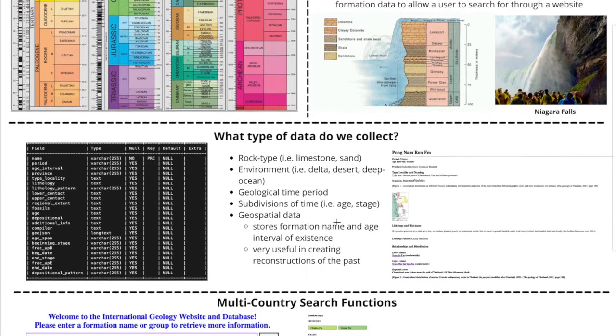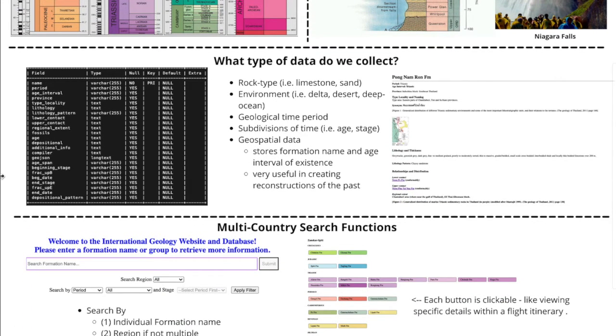The type of data that we collect in order to populate our database for the website are the rock type, so the type of specific stone like limestone and sandstone; environment, so topography like delta, desert, and deep ocean; the geological time period, that is split into the many subdivisions we discussed earlier in the table above; and geospatial data, which stores the specific formation's name, age, and interval of existence. With this, we are able to create useful reconstructions of the past to eventually provide information to users and create visual displays for our website.